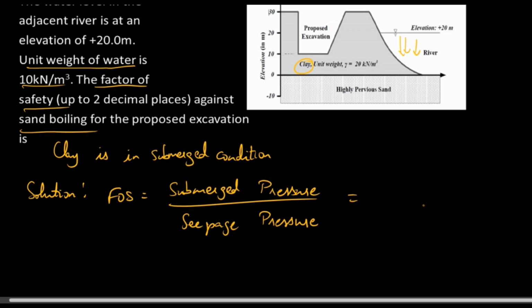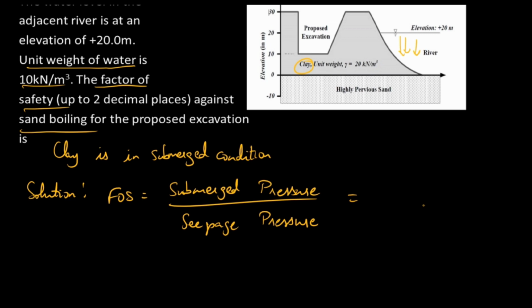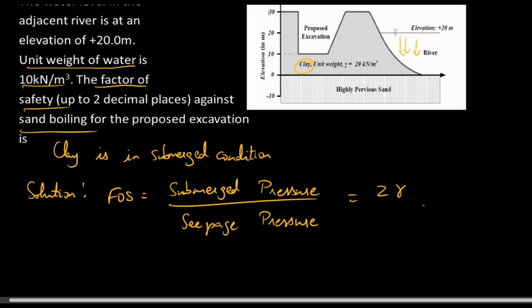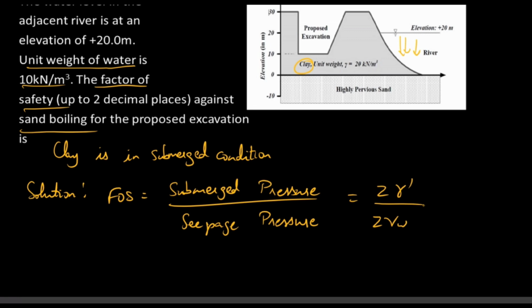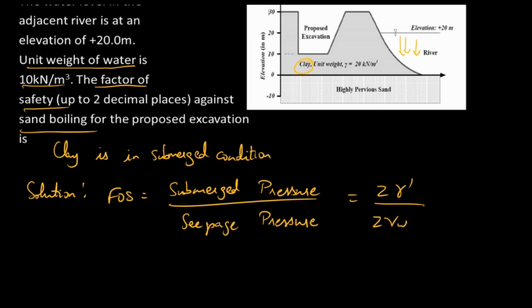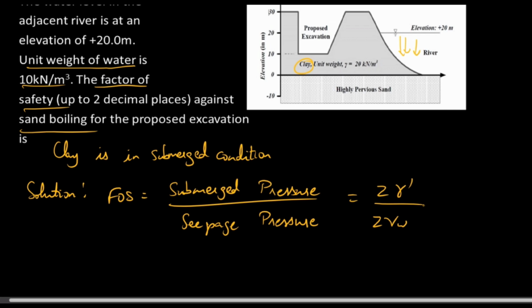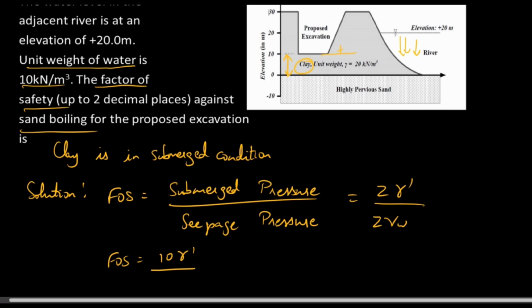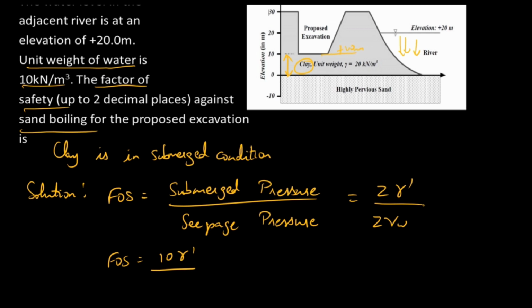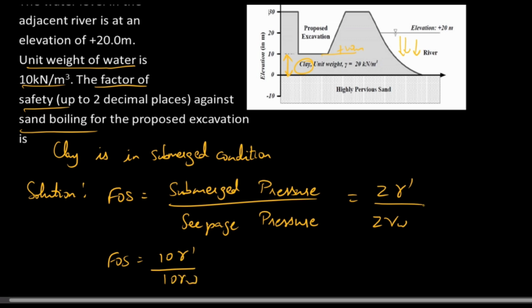So submerged pressure will be equal to Z gamma submerged, gamma dash, divided by seepage pressure, which will be equal to Z gamma W. So if we see this, the value of Z will be equal to 10. Factor of safety will be equal to 10 gamma dash divided by, since the water table has come down from 20 to 10 meter, 10 gamma W.